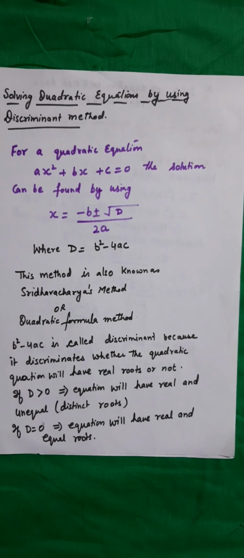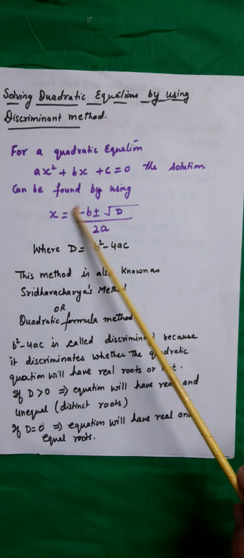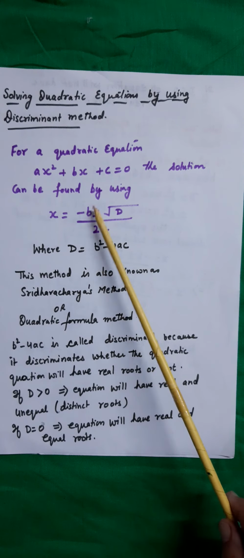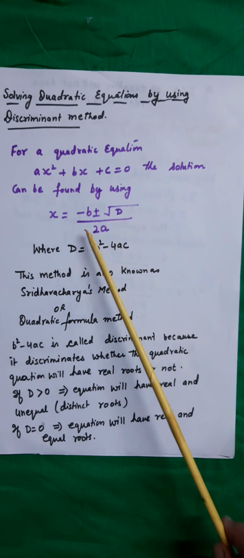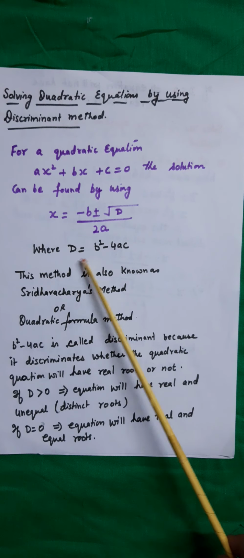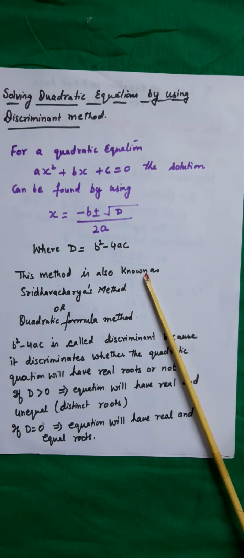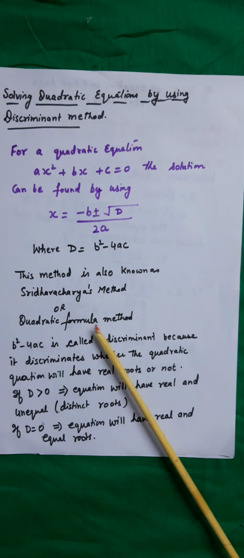For a quadratic equation ax square plus bx plus c is equal to 0, the solution can be found by using this formula. x is equal to minus b plus minus under the root D upon 2a, where D is equal to b square minus 4ac. This method is also known as Sridharacharya's method or quadratic formula method.